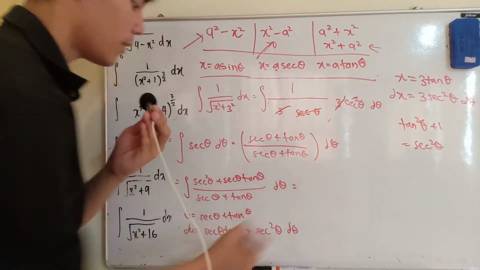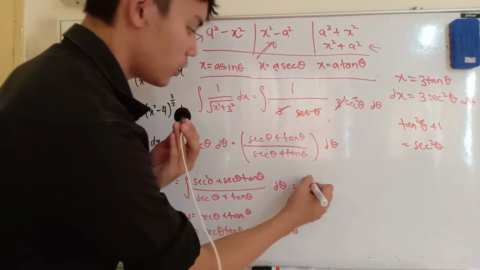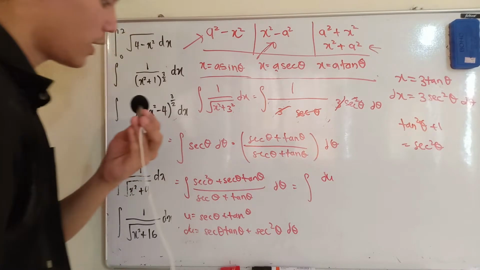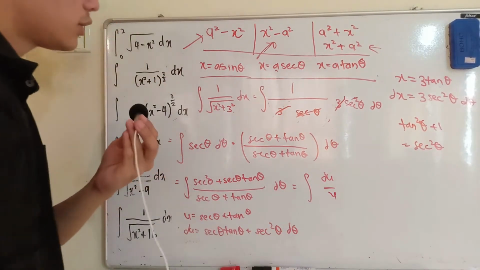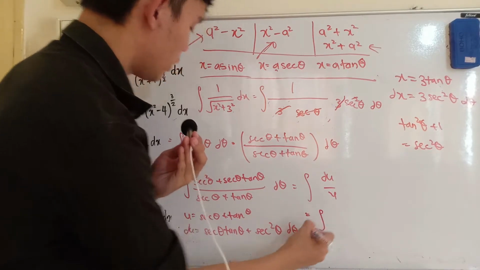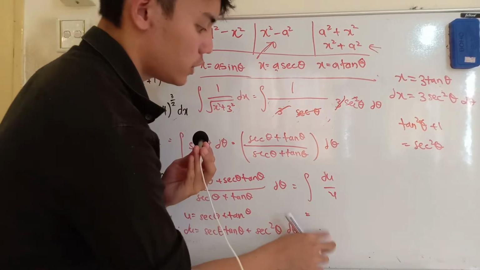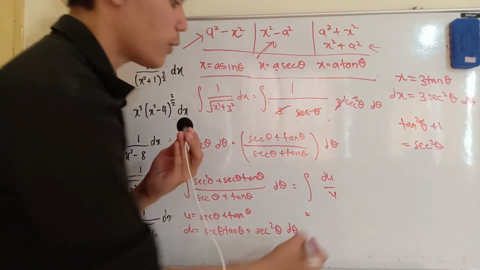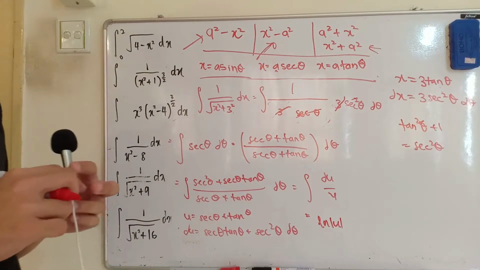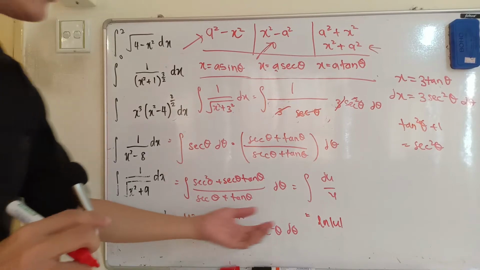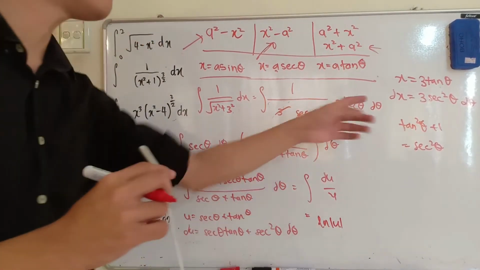So you just change it. Your upper part is going to be du, your denominator is going to be u. So you just integrate 1 over u, which gives ln u.